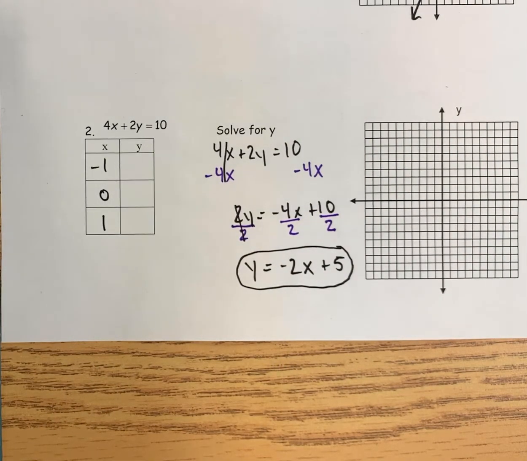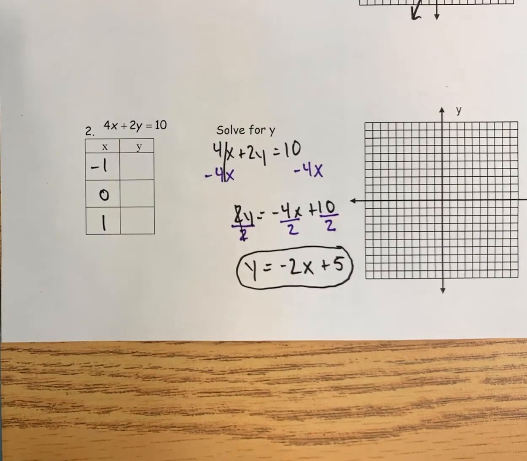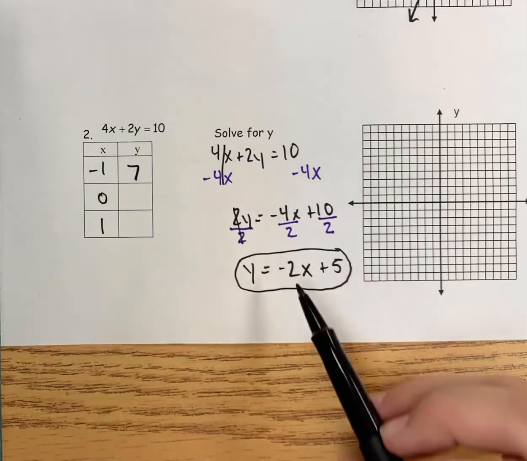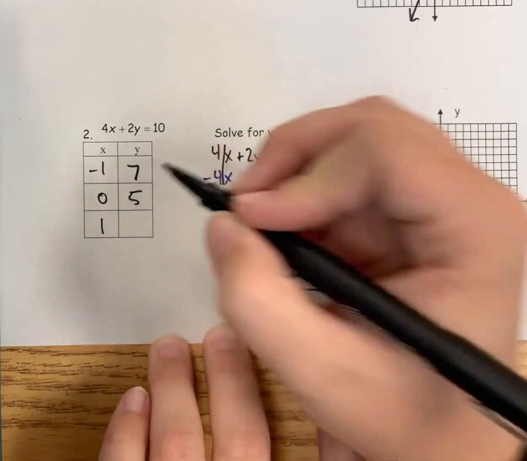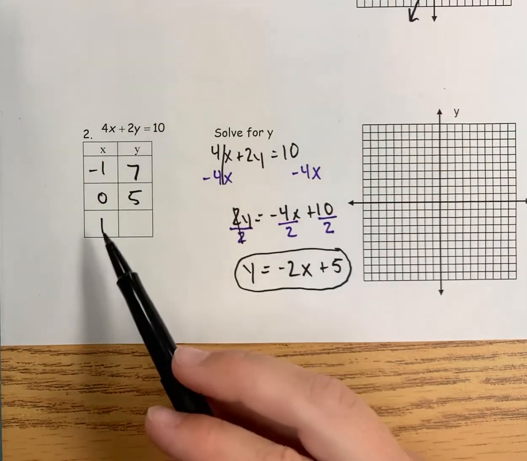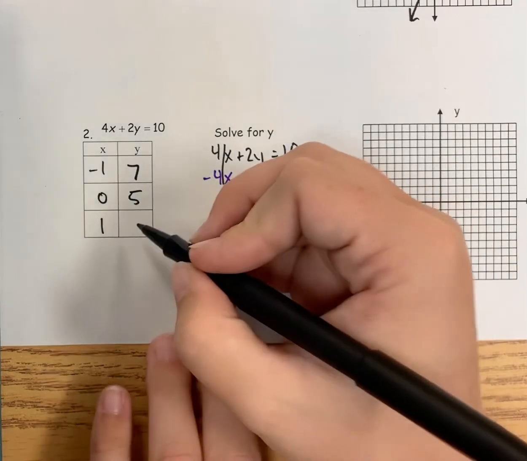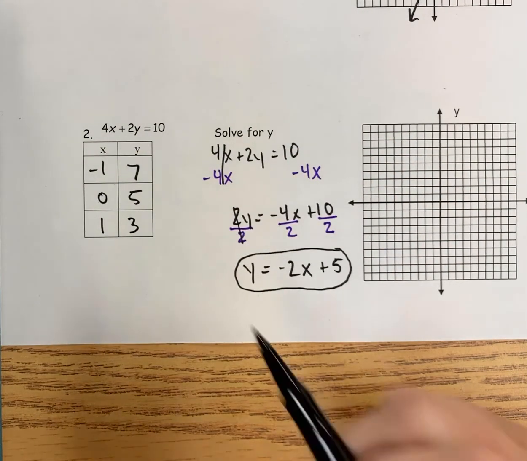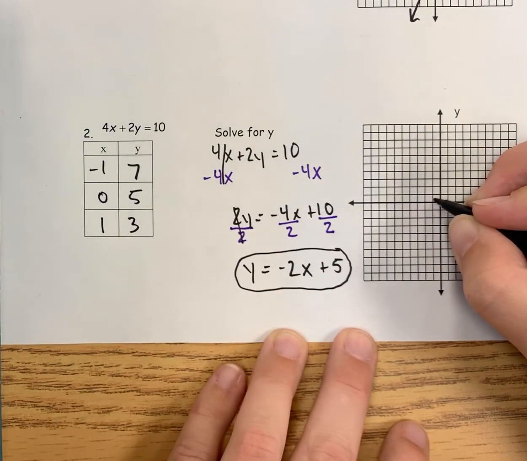So we're going to do the same process. So we're going to start by taking this negative 1 and plugging it in here for x. Negative 2 times negative 1 is 2, plus 5 gives us a 7. Then we plug 0 in. Negative 2 times 0 is 0, plus 5 gives you a 5. And last but not least, we're going to plug in 1. Negative 2 times 1 is negative 2, plus 5 gives you a 3. So now we plot our points. So our first point is at negative 1, 7. So you go left 1, up 7.